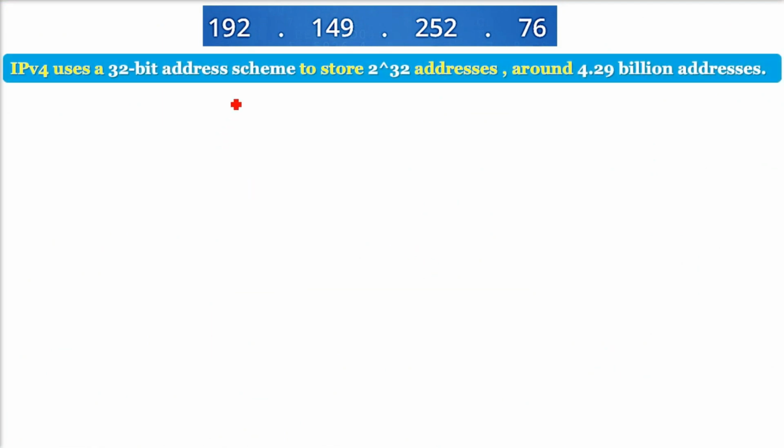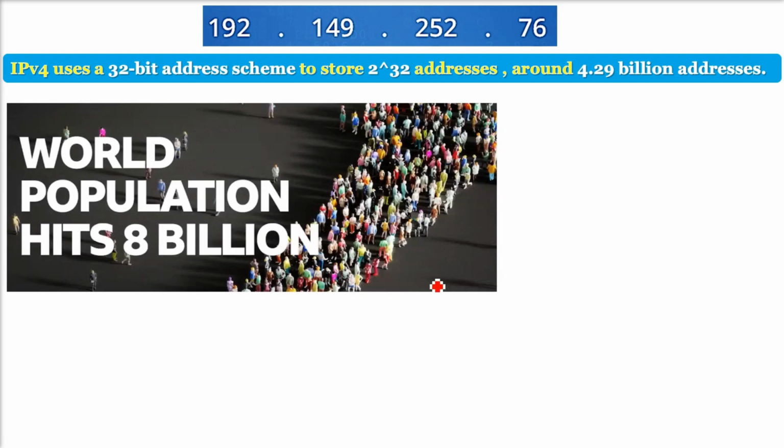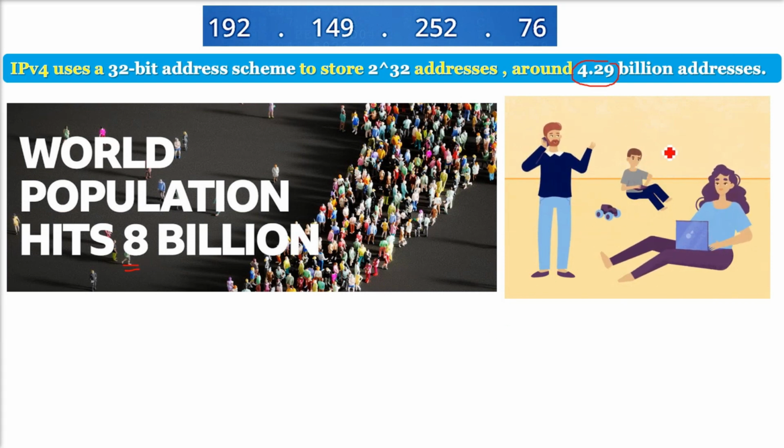IPv4 uses a 32-bit address scheme. It can store 2 to the power 32 addresses. That is, it can address up to 4.29 billion devices. But what is the population of the world right now? It's 8 billion. India is around 1.4, 1.5 billion, and China is equivalent. This will cover only 4.29 billion, because everyone is having a laptop, a palmtop, a watch, a mobile and whatnot. There are so many gadgets.